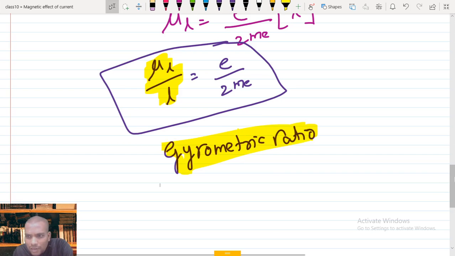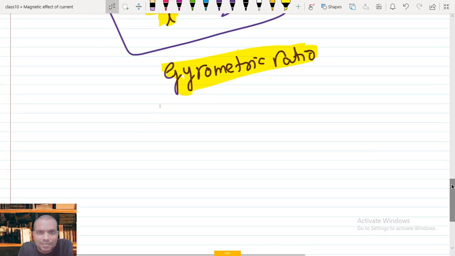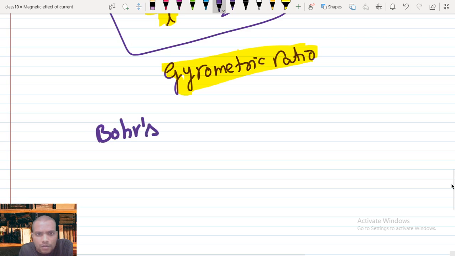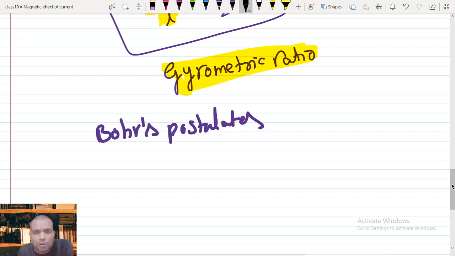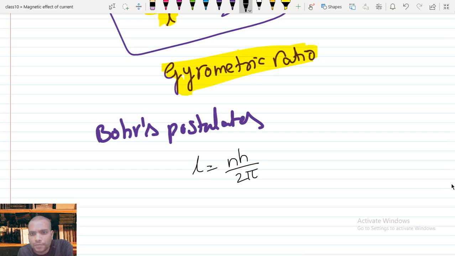Not only that, if I go ahead a little, from the Bohr postulates, he gives the postulate that the angular momentum of a revolving electron is an integral multiple of h by 2 pi. We can write this postulate as mvr equals nh by 2 pi, and mvr is nothing but L. So that is one of the postulates.